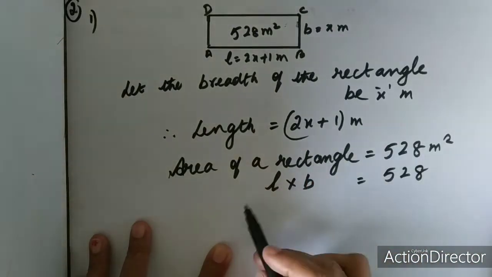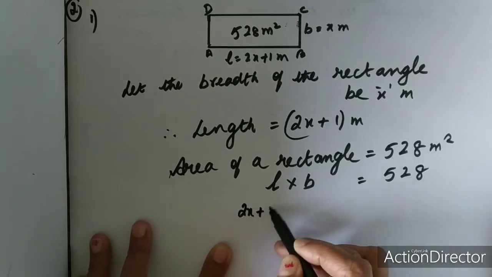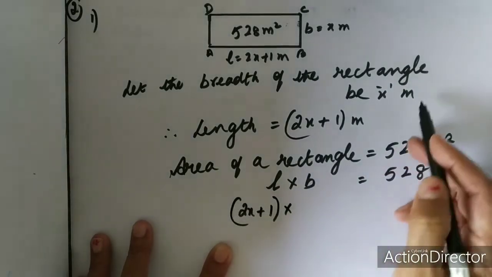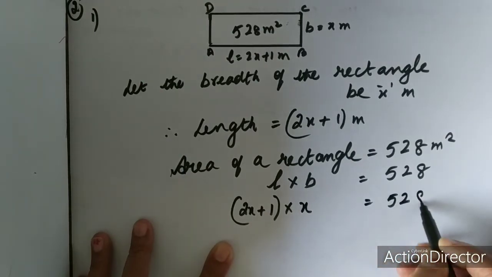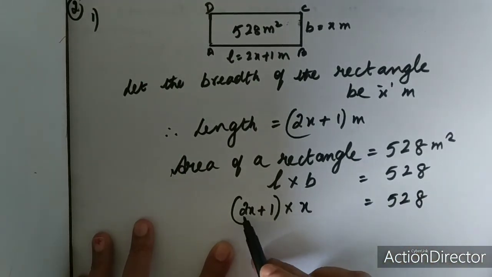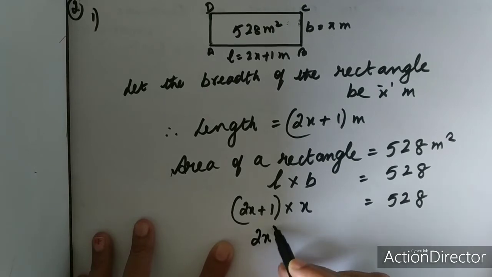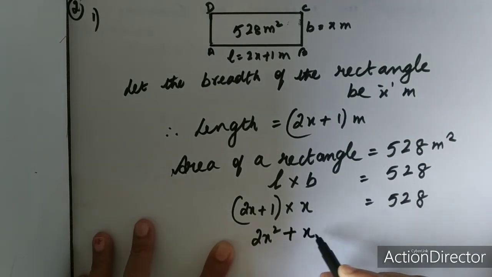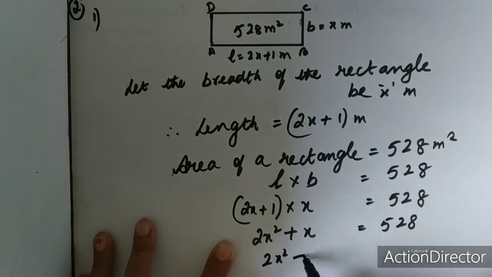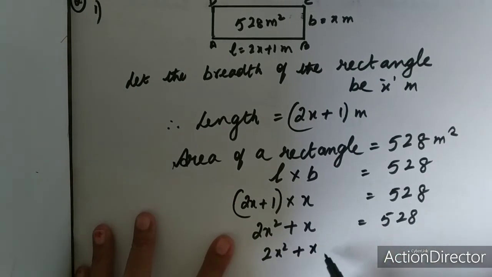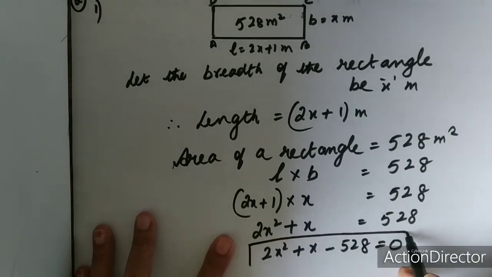But you know what the length is? Length is nothing but 2x plus 1, into breadth. Breadth is x, is equal to 528. Now multiply 2x into x is 2x square, 1 into x is x, is equal to 528, or 2x square plus x minus 528 equal to 0. So this is the quadratic equation.